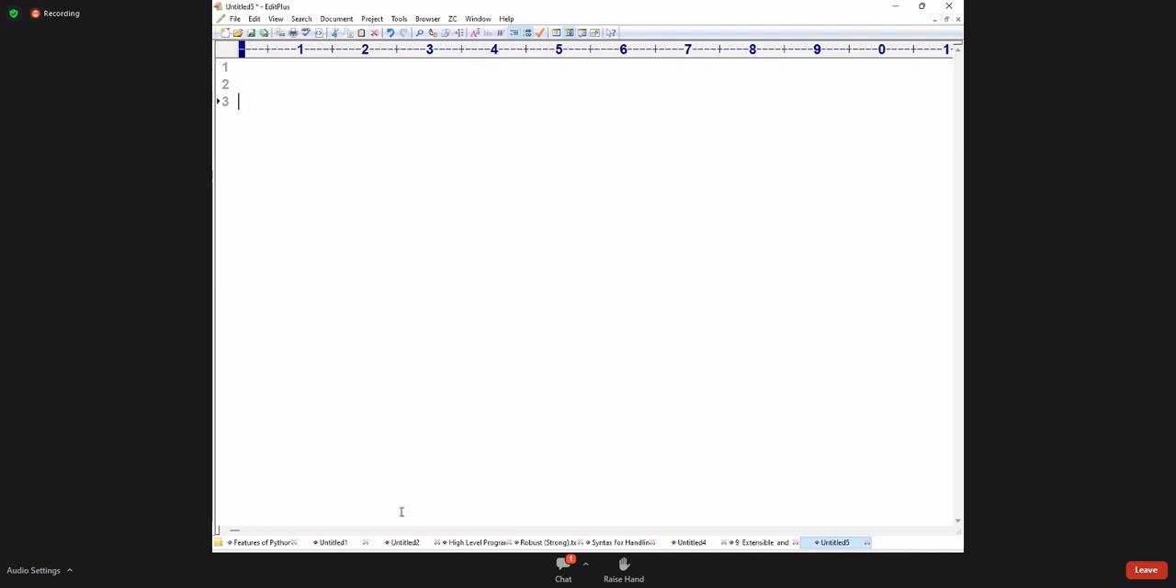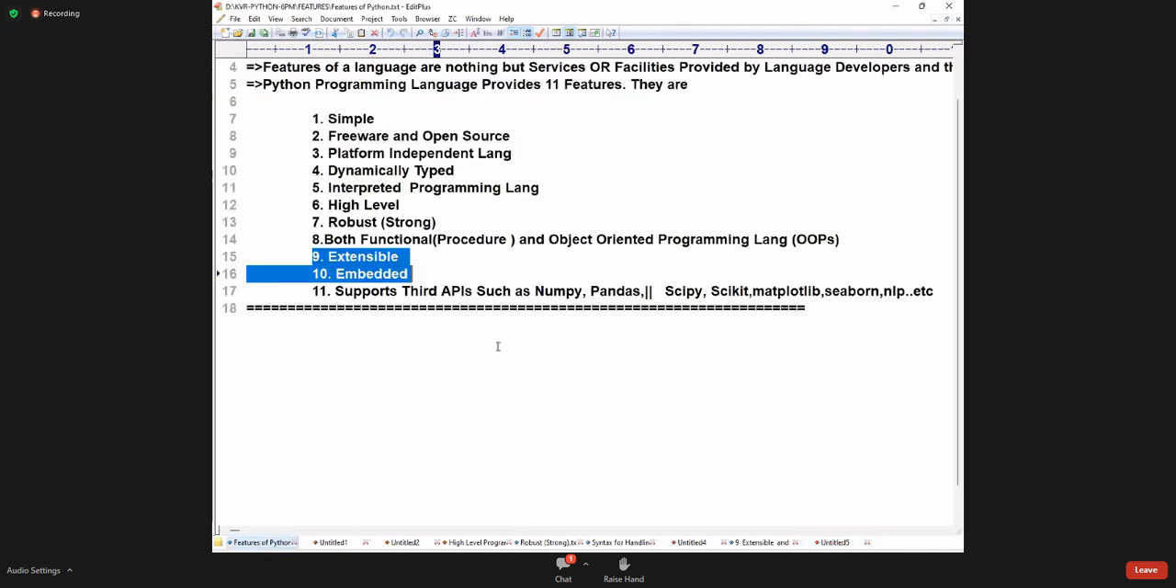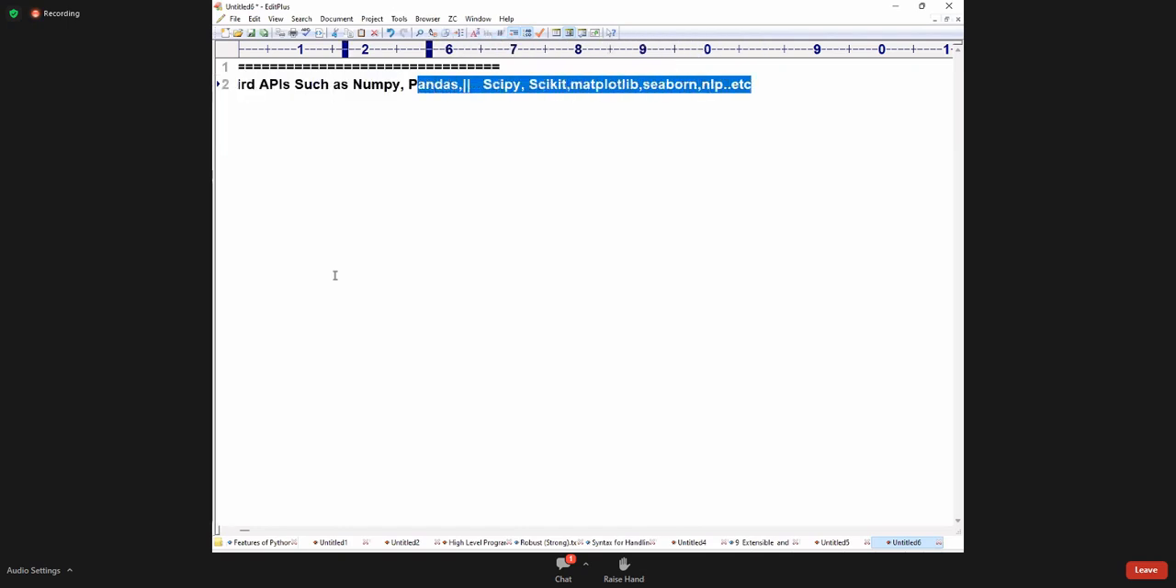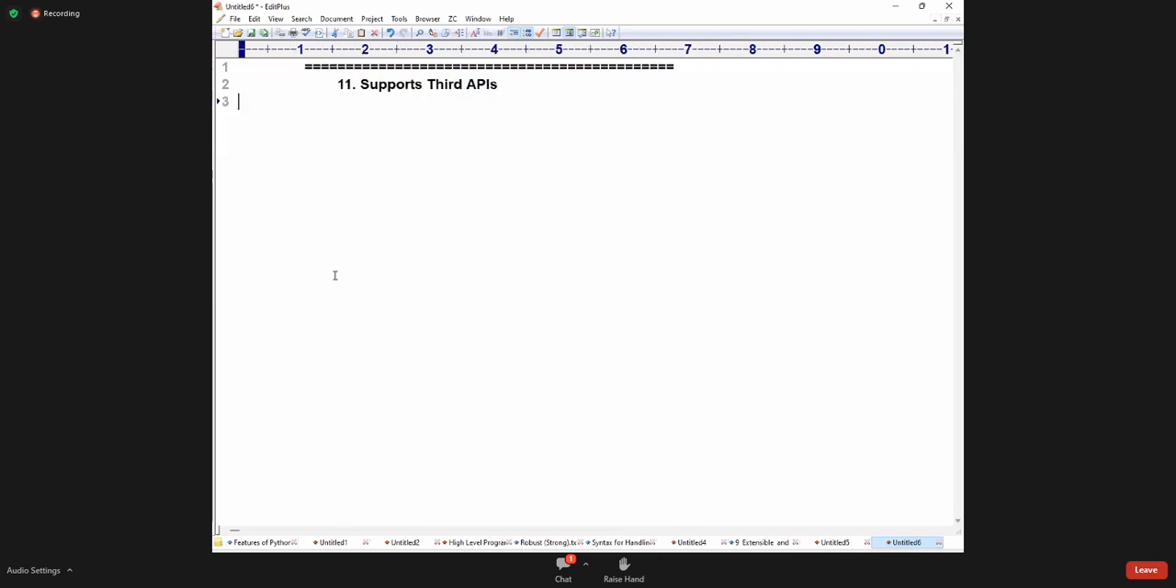Come to the point next. I'm going to introduce the next feature, the last feature. Did you understand embedded and extensible? Now I am entering into the third party software. I'm going to introduce one more kind of thing, very important. What is it? Third party APIs. Third party APIs, which are also very important in the real world.